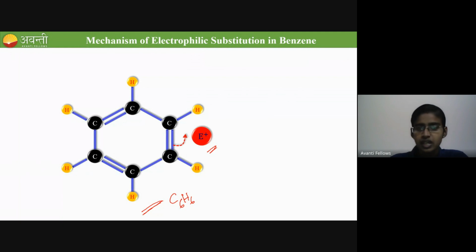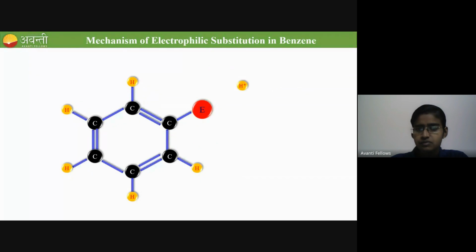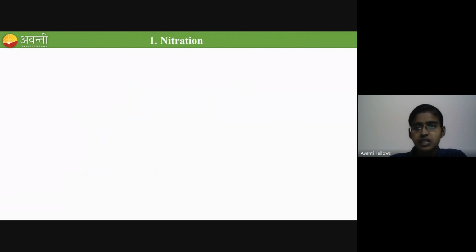When it attacks this electrophile, one of the hydrogens goes out as H plus, and that hydrogen is replaced by the electrophile. So this is how electrophilic substitution occurs in benzene. This is the mechanism. Now let us discuss one by one. First, let us start with nitration.